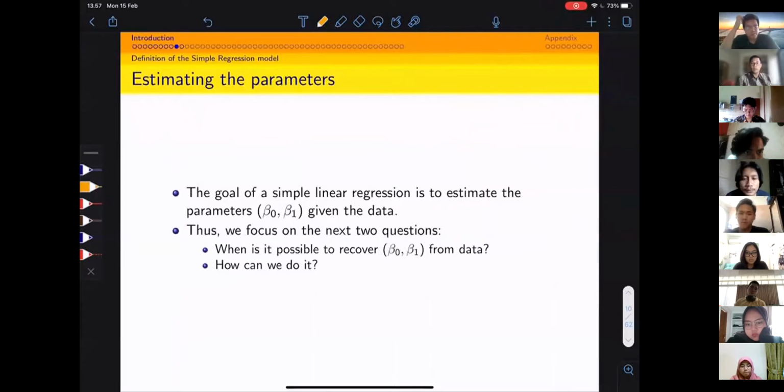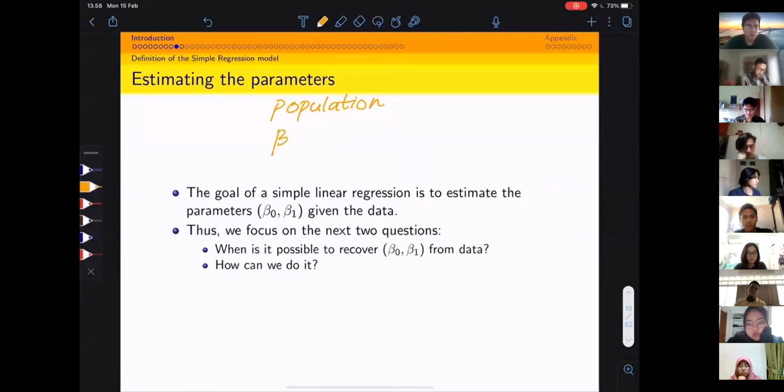I'm going to move forward into estimating the parameters. Again, I'm just going to emphasize that we have the population. The population has a characteristic, and the characteristic that we care about from a population is called a parameter. Now in this particular model, the parameters are beta 0 and beta 1. These are the parameters that we care about.